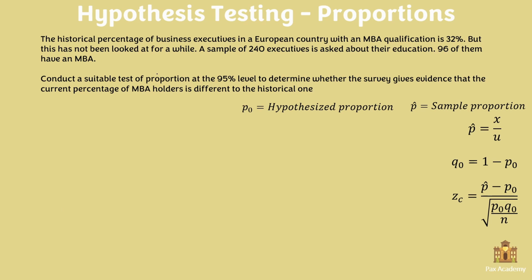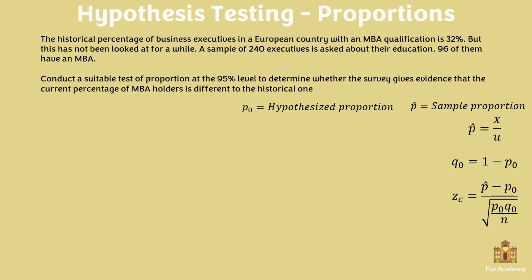Today, let's look at hypothesis testing, but with proportions. The following question reads, the historical percentage of business executives in a European country with an MBA qualification is 32%. But this has not been looked at for a while. A sample of 240 executives is asked about their education. 96 of them have an MBA.